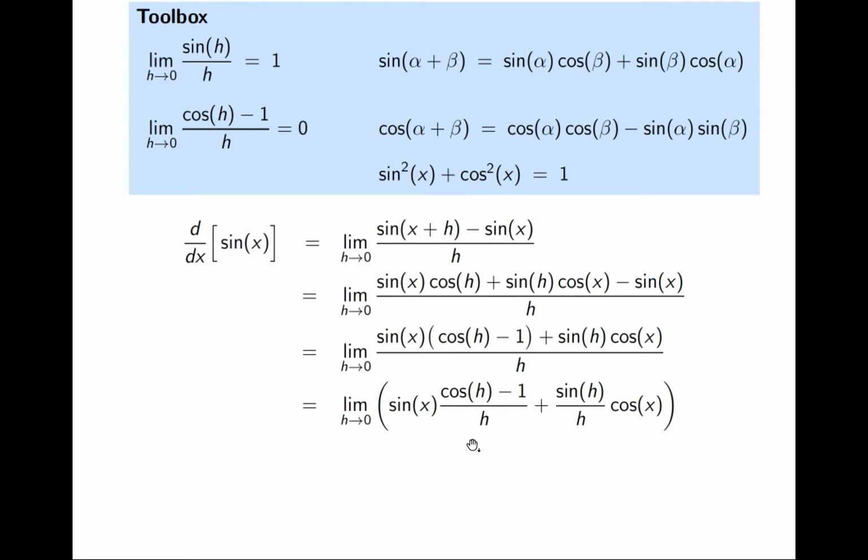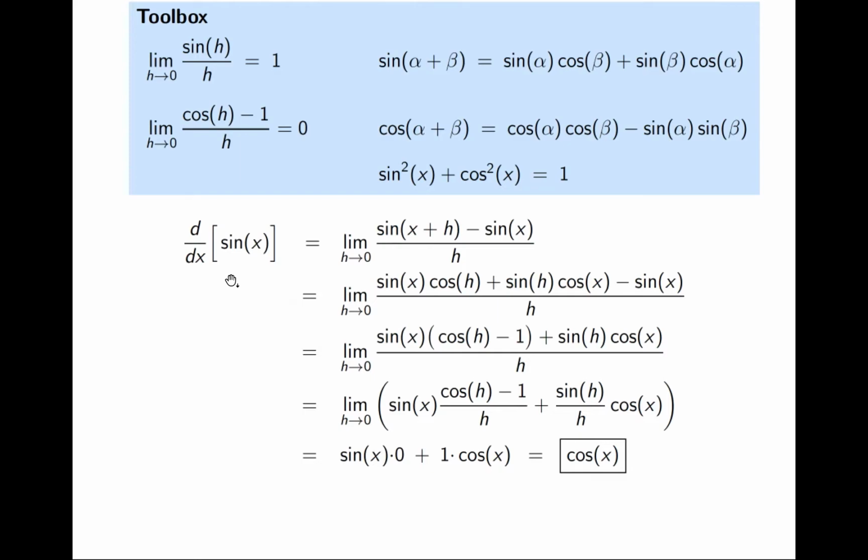So now we can see that as h goes to 0, this cosine h minus 1 over h, according to this limit, becomes 0, and the sine of h over h, according to this limit, becomes 1. So applying limit laws here, bringing the limit into the parentheses, we get sine of x times 0 plus 1 times cosine of x. And that's equal to cosine of x.